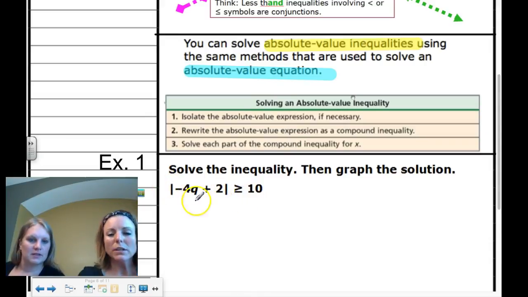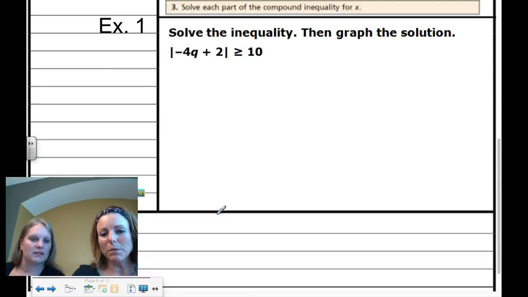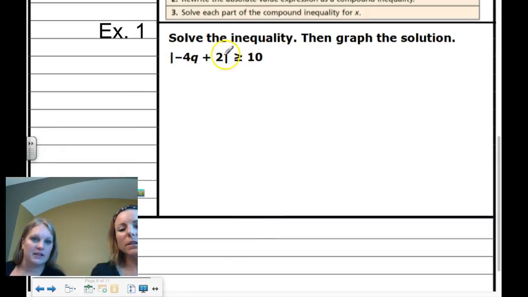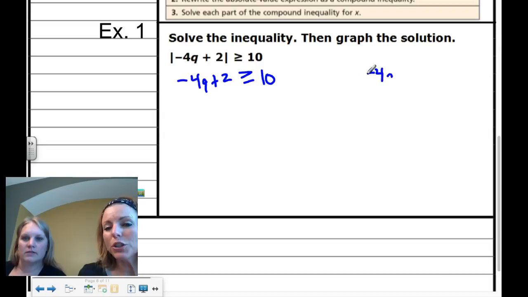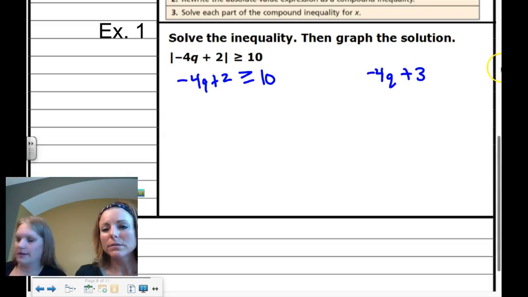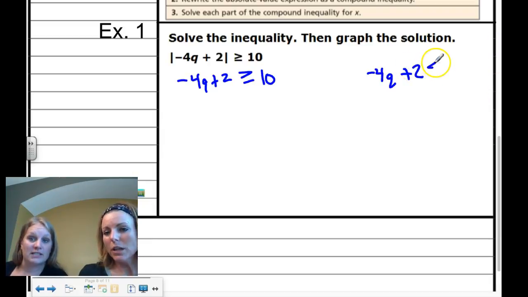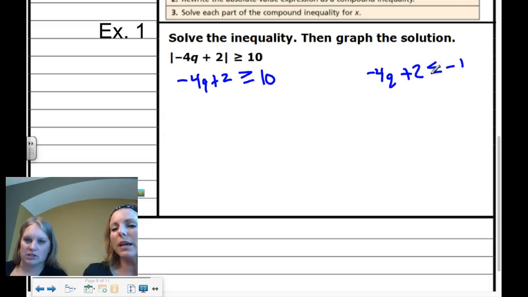So let's go. We don't have anything on the outside of the absolute value, so you can just rewrite it. It's already isolated: the absolute value of -4Q plus 2 is greater than or equal to 10. Notice what Miss Boyd did. She rewrote exactly what she saw, just taking away the absolute value. And this time, plus 2, I'm going to switch the inequality and change the 10 to a negative 10.